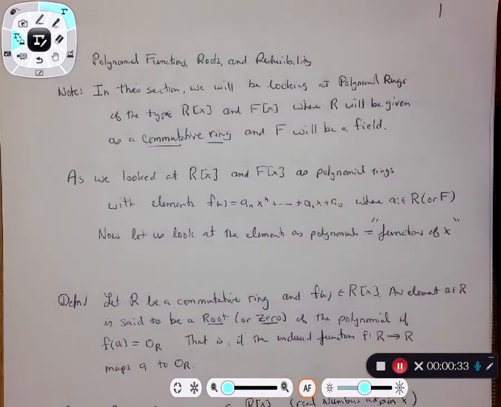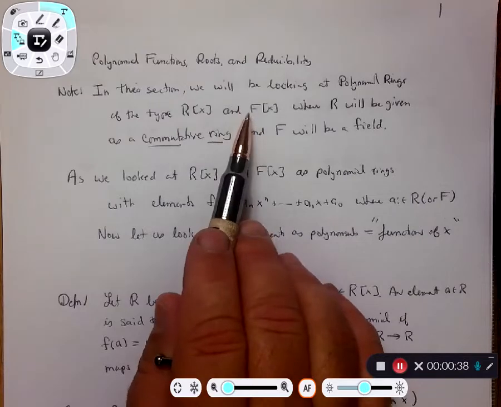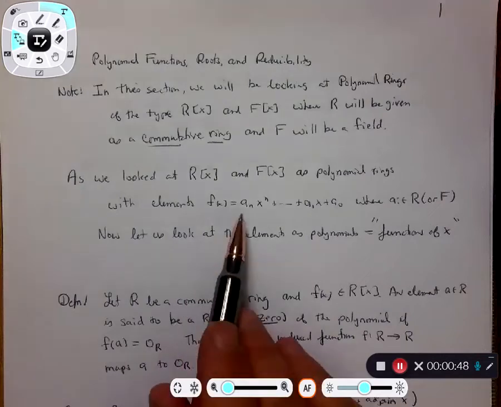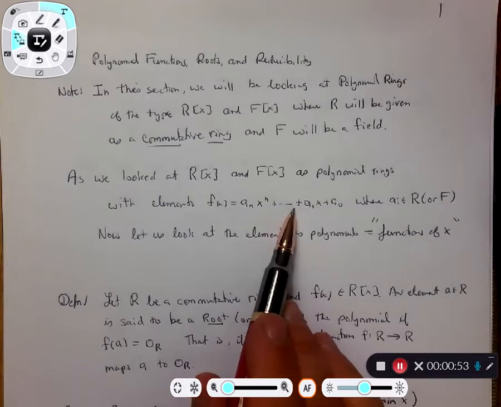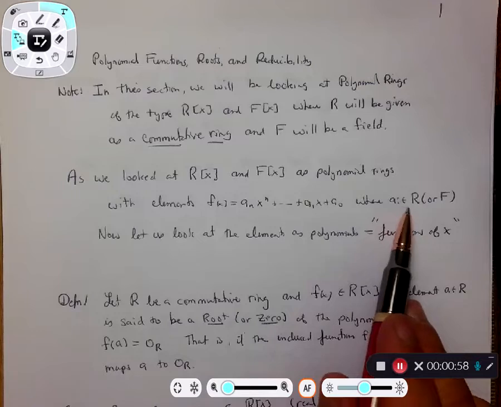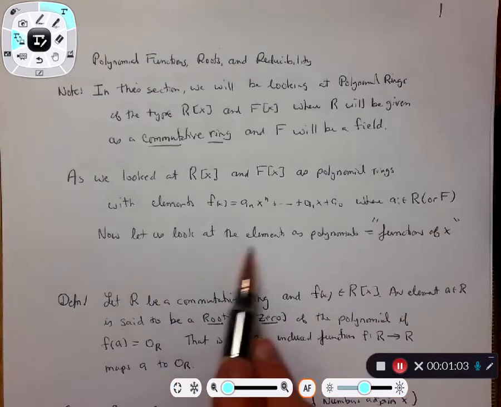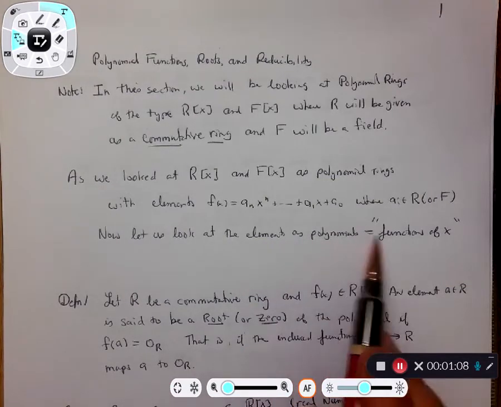So we're looking at polynomial rings where the coefficients come from a commutative ring, or polynomial rings where the coefficients come from a field. As we look at R of X and F of X as polynomial rings with elements f of X equals a sub n x to the n plus a sub n minus 1 x to the n minus 1 plus dot dot dot plus a1 x plus a0, where all the a_i are elements of the ring, or a field if so designated. Now let us look at the elements as polynomials, which are the functions of X.